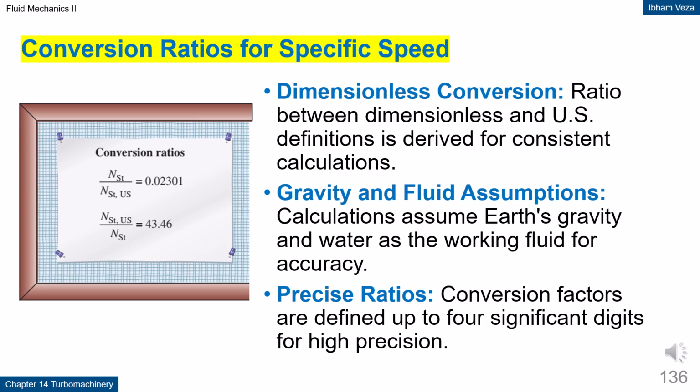Conversion ratios for specific speed. This slide discusses conversion ratios between the dimensionless definition of specific speed and the U.S. customary unit definition. The calculation usually assumes Earth's gravity and water as the working fluid. With these assumptions, the conversion factors can be derived consistently. The ratio values are written with high precision using several significant digits. This is important to avoid misinterpretation when comparing design data.